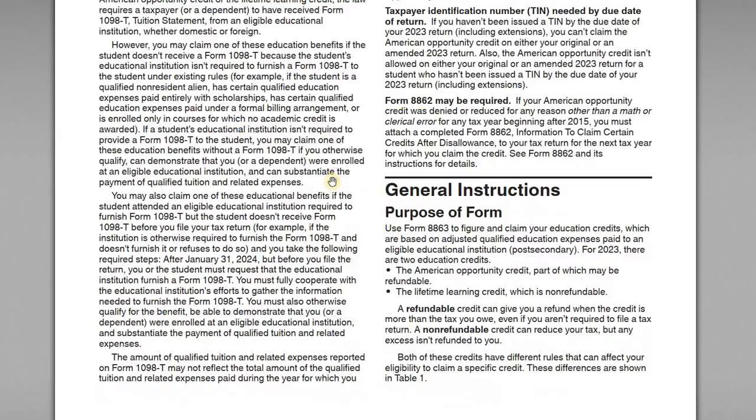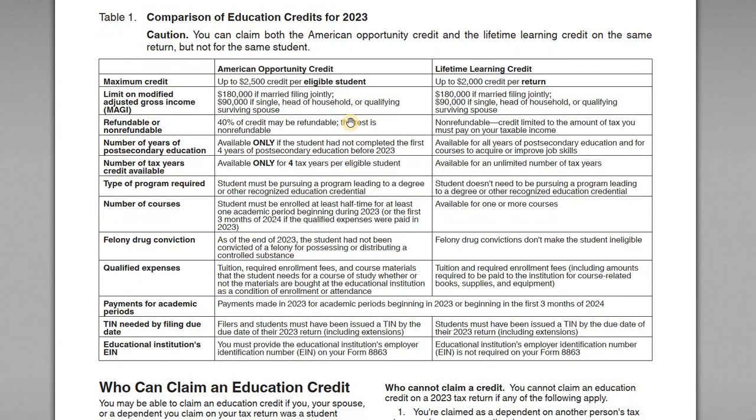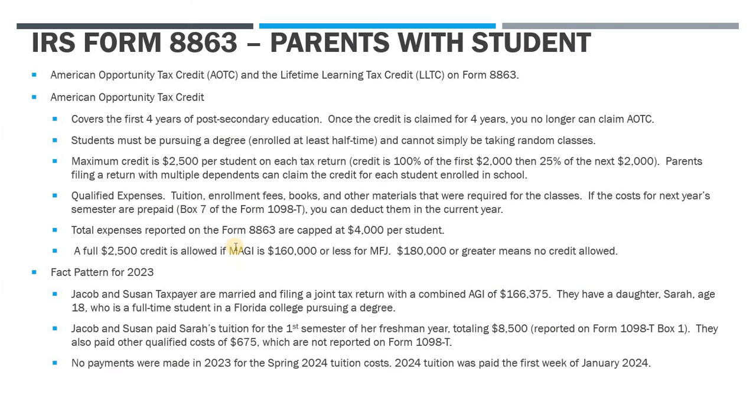up here, and specifically we can reference this table here, which is quite helpful. It shows the differences between the American Opportunity Credit and the Lifetime Learning Credit. The credit that we're going to look at for this video is, again, the American Opportunity Tax Credit. And then lastly here, just one slide covering some background on the credit and then some details on the fact pattern.